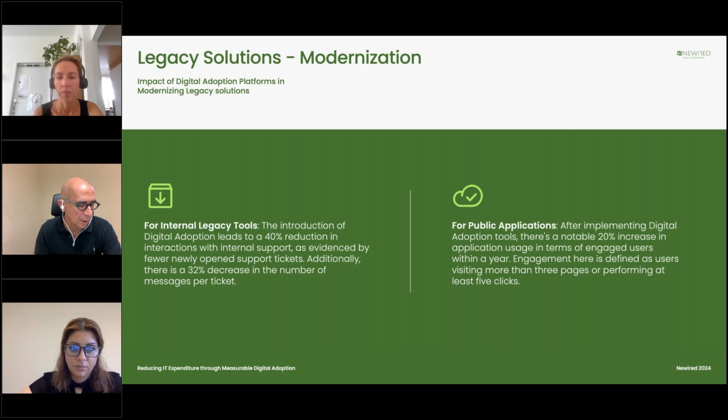So you can tell them, look, instead of telling them to click here and there, you send the link to a journey and Newired guides them through the steps. In public applications, we saw a notable 20% increase in application usage. So there is more engagement. We see in our analytics that before deploying some good guiding content, there is a level of adoption, a level of usage. With good guiding content, you increase the usage by 20%.